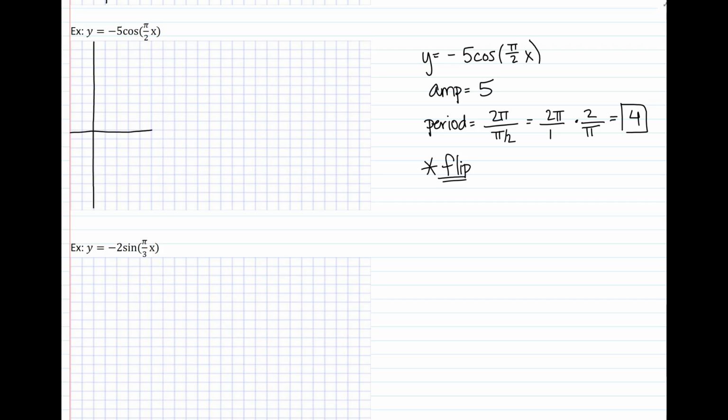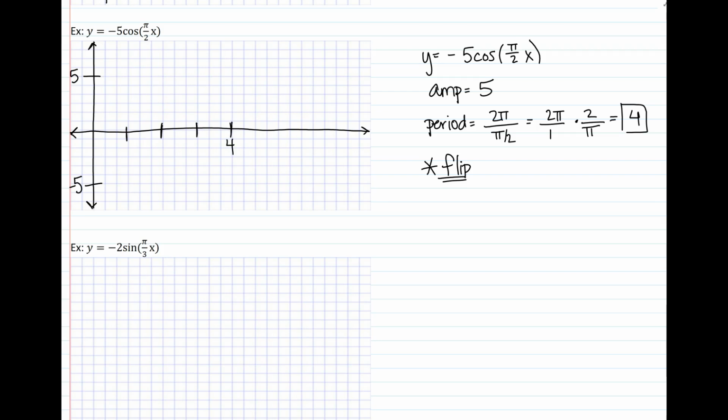I'm going to draw my x and y axis, and I'm going to mark it. I know that I want to go up to 5 and down to -5. I know I want to end at 4. So actually, maybe we could even 1, 2, 3. Let's put our 4 right here.